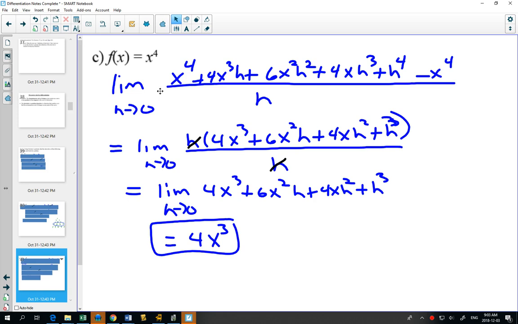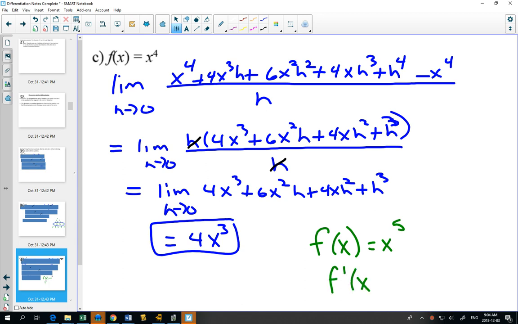And now we've done 3. We're going to want to look at the pattern at the first one, the second one, and the third one. And then I want you to think, just by looking at them, if f of x was x to the 5, what do you think the derivative would be?